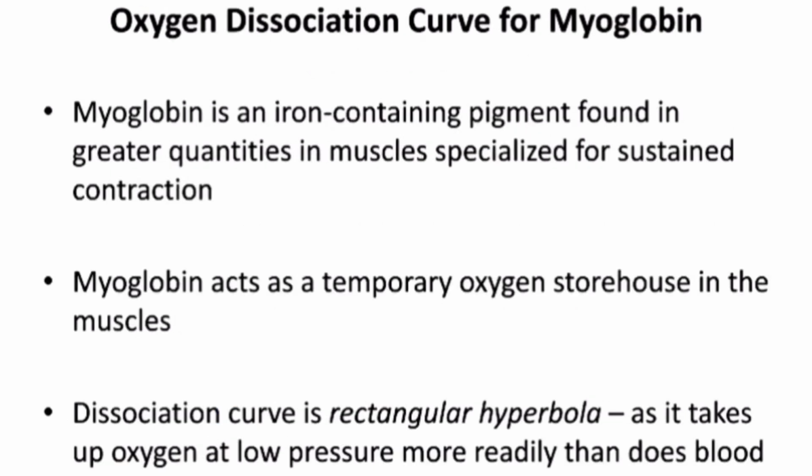Myoglobin is also a factor that shifts the curve to the left. Myoglobin is an iron-containing pigment found in higher quantities in muscles, specialized for sustained contraction. Myoglobin acts as a temporary oxygen storehouse in the muscles. So this dissociation curve is a rectangular hyperbola, because myoglobin takes up oxygen at low pressure more easily than blood does. Instead of a sigmoid-shaped graph, you get a rectangular hyperbola.